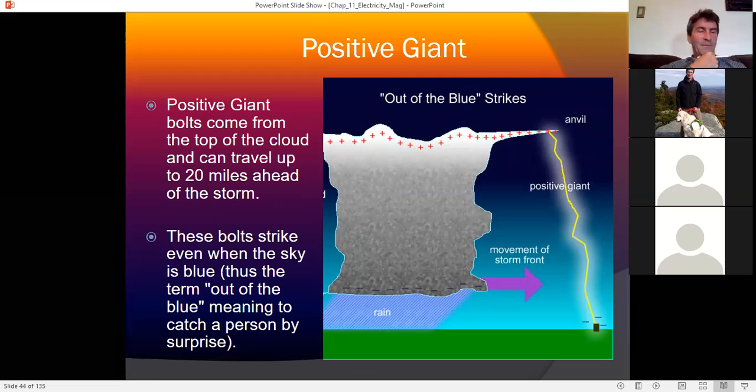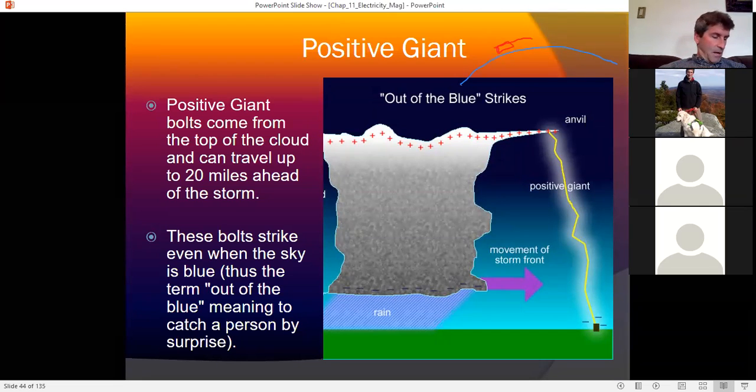Did you ever hear the term, getting struck out of the blue? Out of the blue. They're talking about a positive giant here. Now, I've exaggerated very much the height of the cloud, but you can actually be in a condition where most of the storm is over the horizon, but the anvil creeps out in front of the storm, and these high cirrus clouds don't block out the blue sky. So we see blue sky.